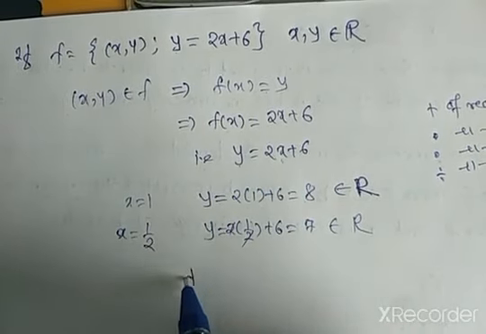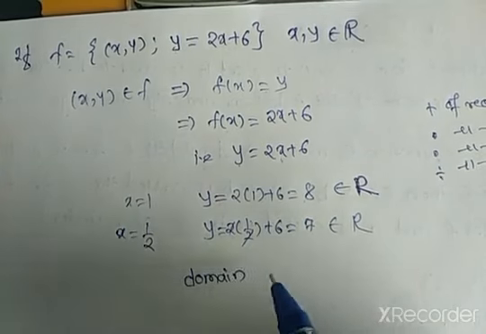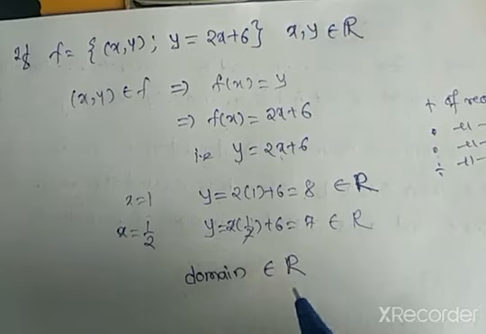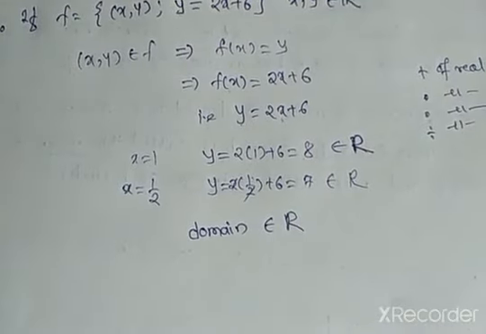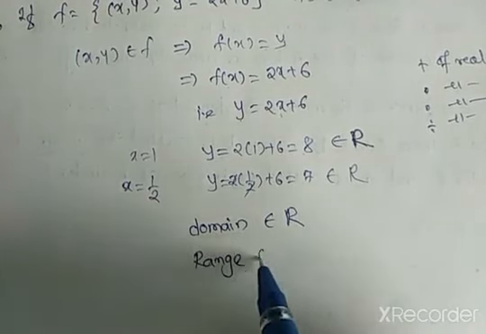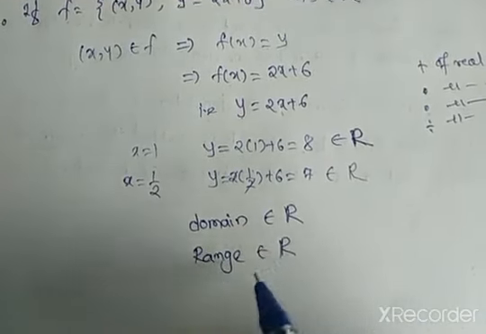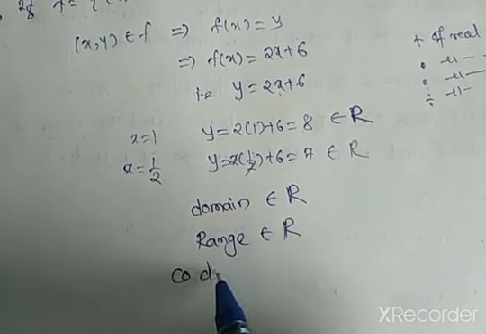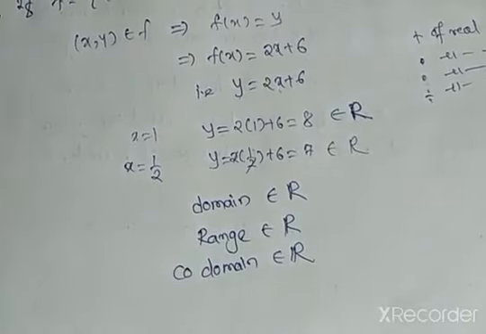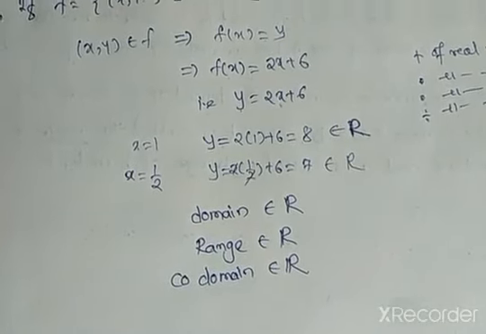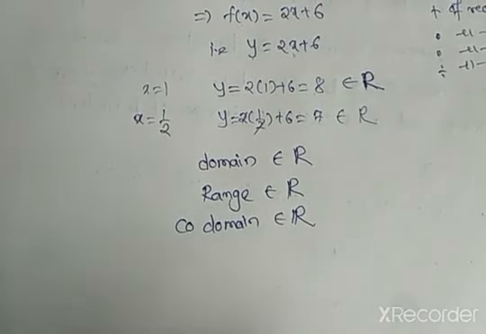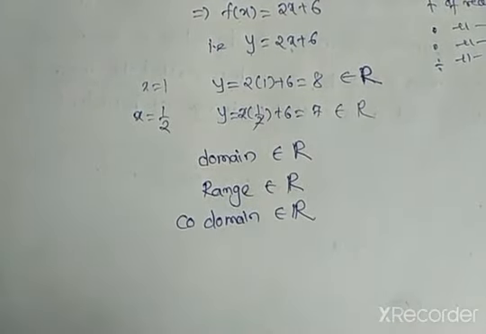So the domain set for function f will be R only. Its range will be real numbers only, and its codomain will also be real numbers. So in this example it is all about real numbers. We have to check whether it belongs to or does not belong to.